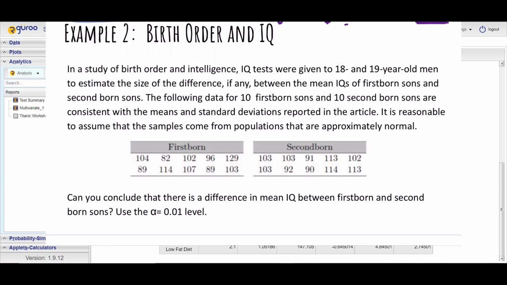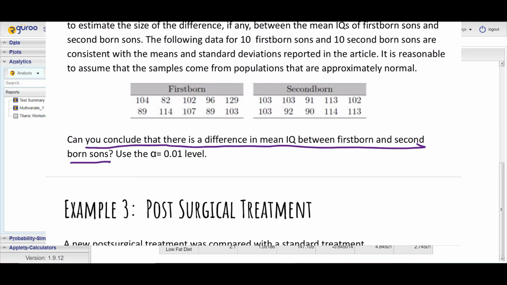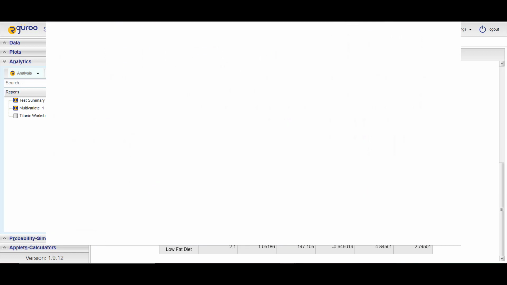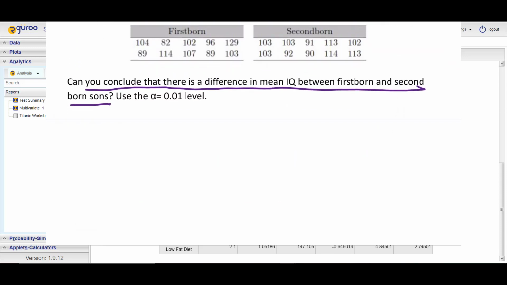Can you conclude that there is a difference in the mean IQ of firstborn and secondborn sons? Use 0.01 level of significance. All right. So we're going to put this data into Rguroo.